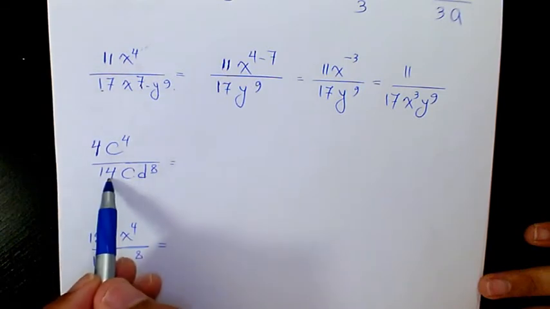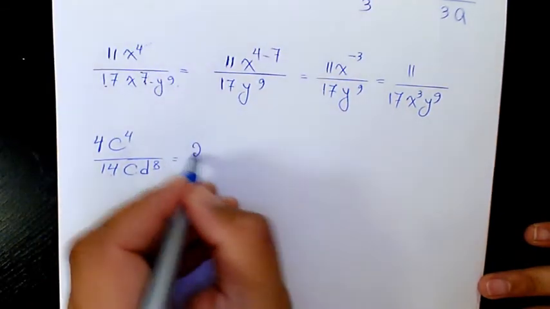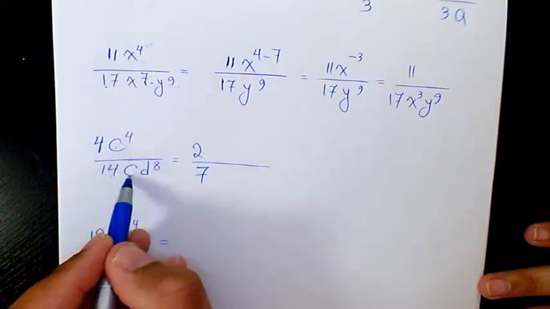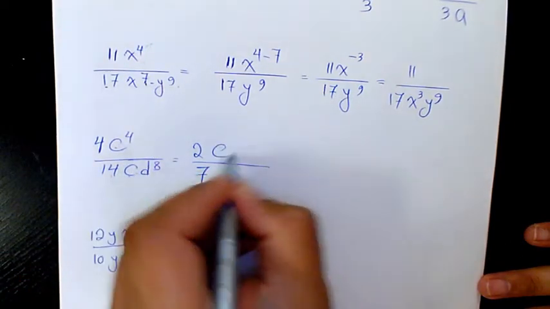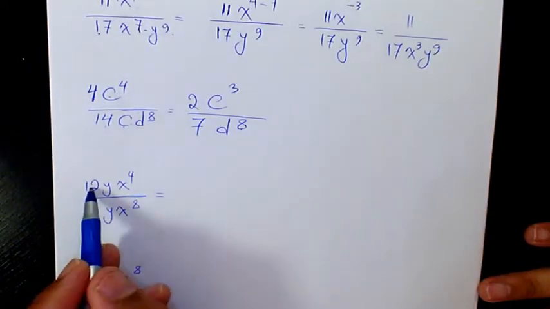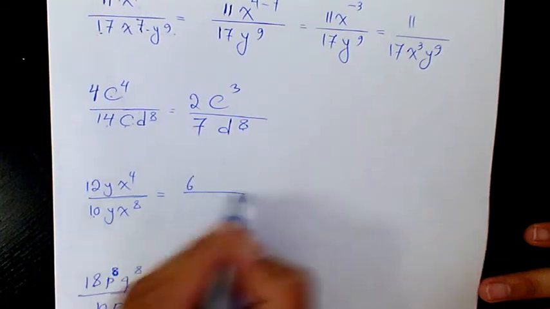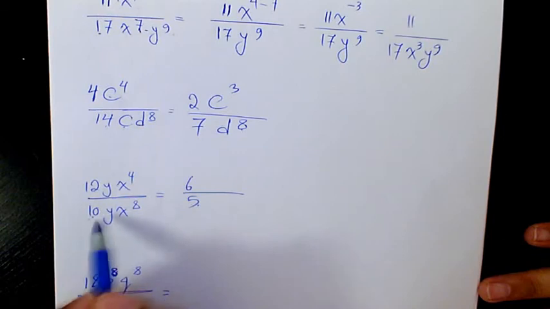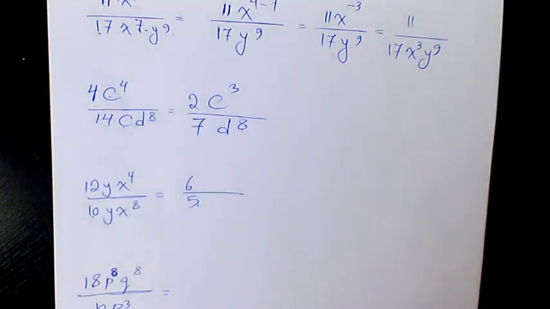Here 4 and 14, so we simplify it right from the beginning, reduce it. C to the power of 4, and here we have c, it's going to be c cubed, d to the power of 8. That's it. 12 over 10, so it's going to be 6 over 5. y and y cancel out because they have the same exponent. Or you can say y to the power of 1 minus 1 is going to be y to the power of 0. So it's going to be 1.